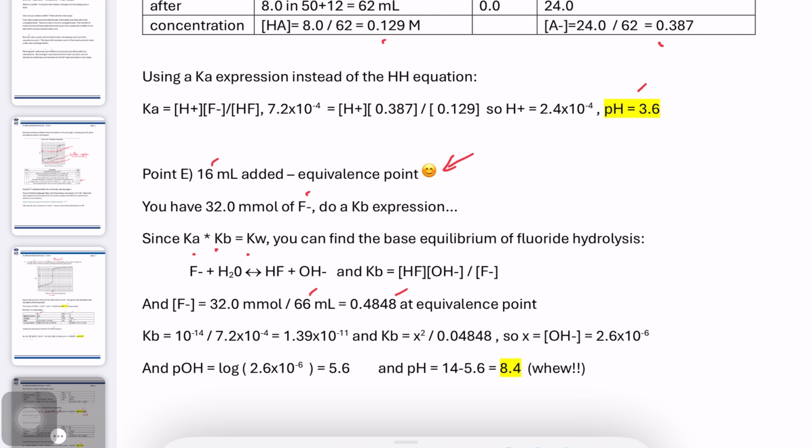We're going to use a fluoride hydrolysis. The conjugate base is going to make HF and hydroxide. I will use a Kb expression for this. When I do, I get... I'm sorry about this. I will fix that. It's 0.4848. So when I solve for hydroxide, it's 2.6 times 10 to the negative 6. The pOH is 5.6, and therefore the pH is 8.4. Whew, that took a lot of work.